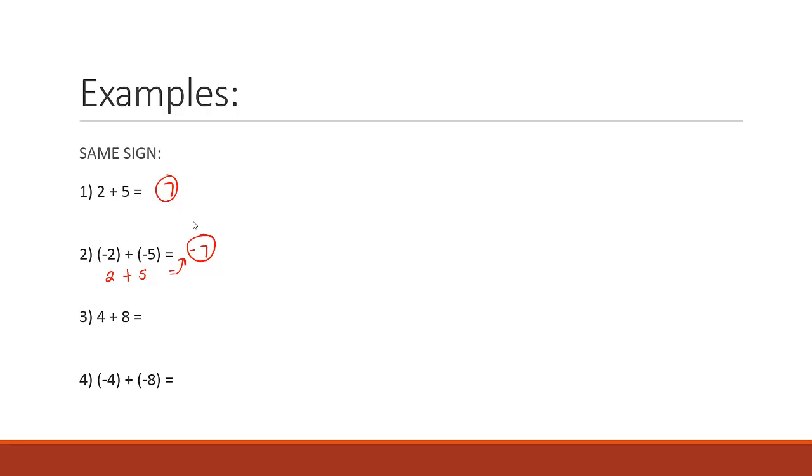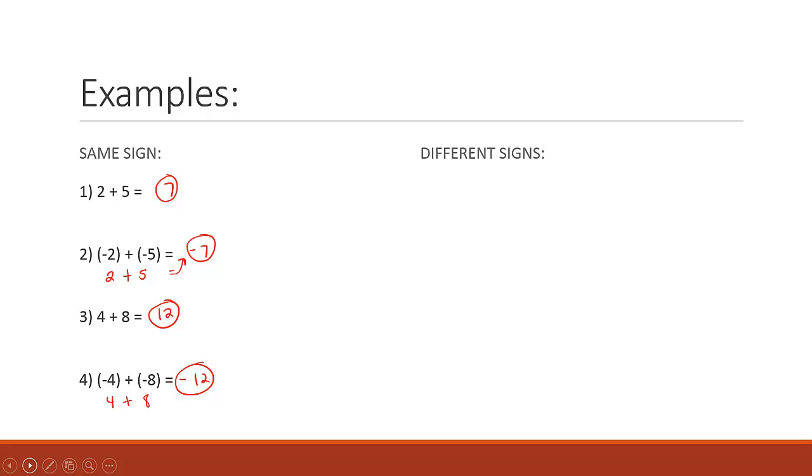4 plus 8 is simply 12, adding two positive numbers. However, if I add negative 8 to negative 4, well, I'm already in the hole with negative 4, and I go deeper in the hole by adding negative 8. So that's going to put us at negative 12. Again, we know the answer should be negative because we're adding two negative numbers. The absolute values of those numbers are 4 and 8, which gives us 12, so negative 12.